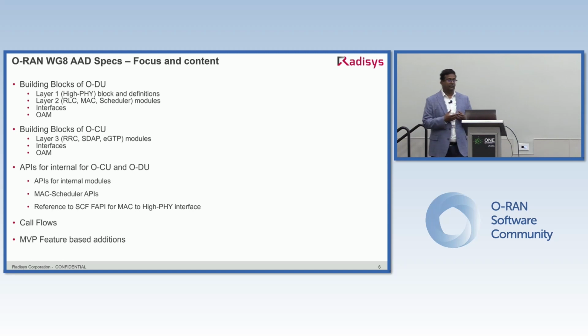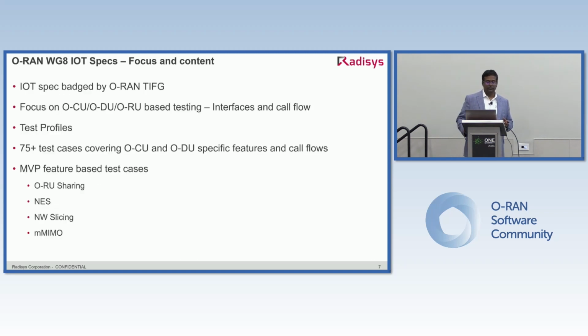impact the performance. And we have around 40 APIs defined between MAC and scheduler, both for the uplink and downlink transmission between the MAC and scheduler and the underlying physical layer. And we are also using the open interface of FAPI between MAC and PHY layer. And of course, there's a whole lot of call flows and features.